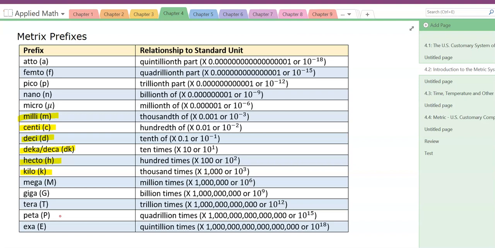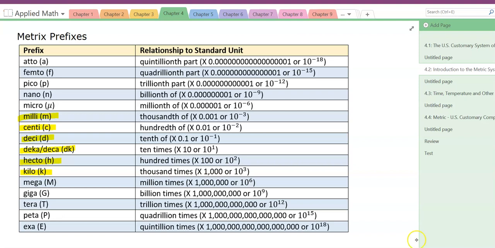That's a huge amount. So they're not used a lot when we're talking about stuff that we're going to be measuring on a daily basis. You're probably not going to be measuring something that's known as a teragram. You're probably not going to be measuring anything that's a trillion times something. But they are out there. So those are some of those other prefixes.